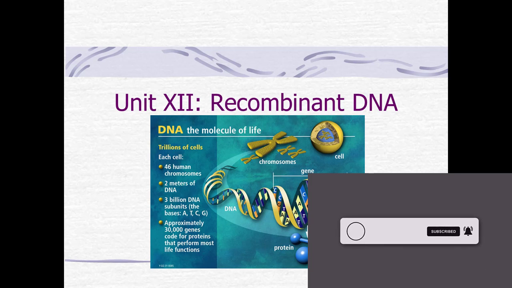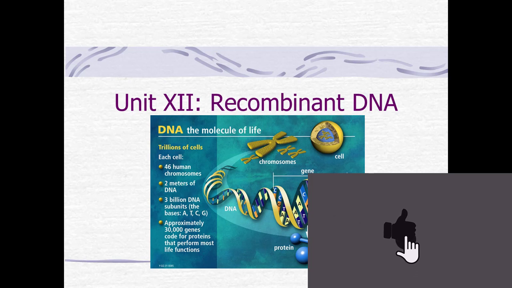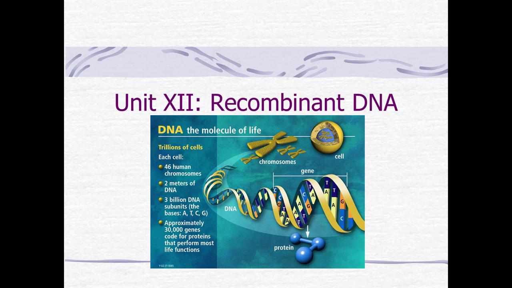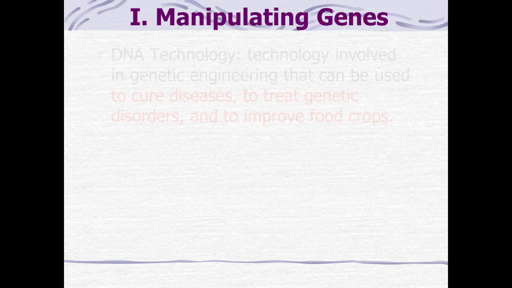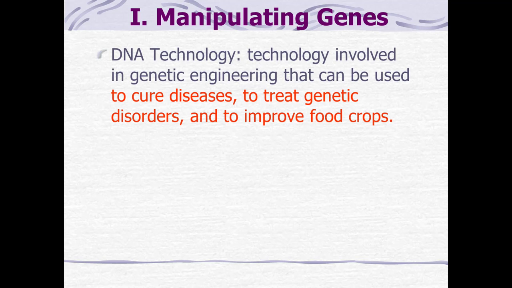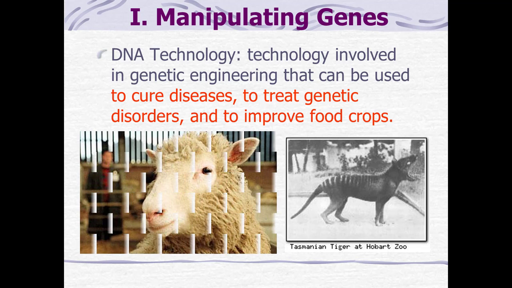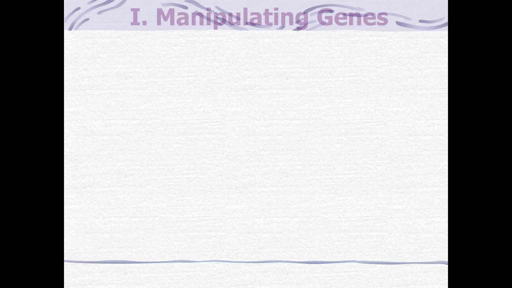And like this video. In this video we talk about recombinant DNA. You know, humans have 46 chromosomes, 23 pairs, 2 meters of DNA, 3 billion DNA subunits like the bases A, T, G, C, and 30,000 genes that code for proteins. DNA technology involves genetic engineering that can be used to cure different sorts of diseases, genetic disorders, and to improve food crops. These are the Tasmanian tiger, herbaceous. This is the Dolly sheep.